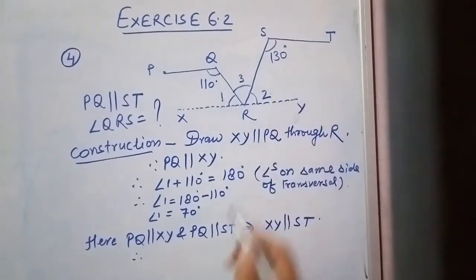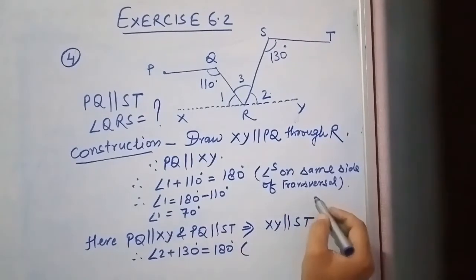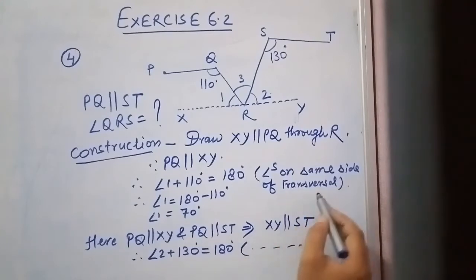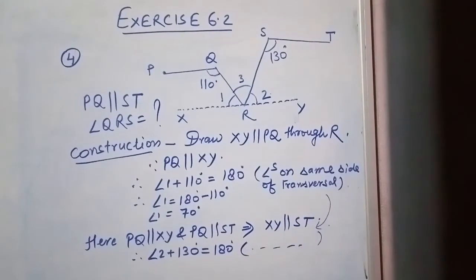Therefore, angle 2 plus 130 degrees equals 180, and for the same reason, these are angles on the same side of transversal. So here we calculate angle 2 as 180 minus 130, that is 50 degrees.